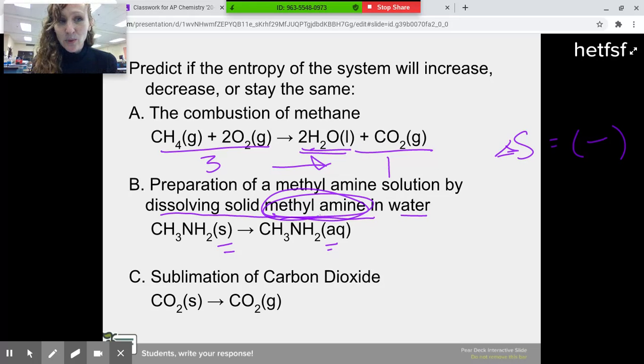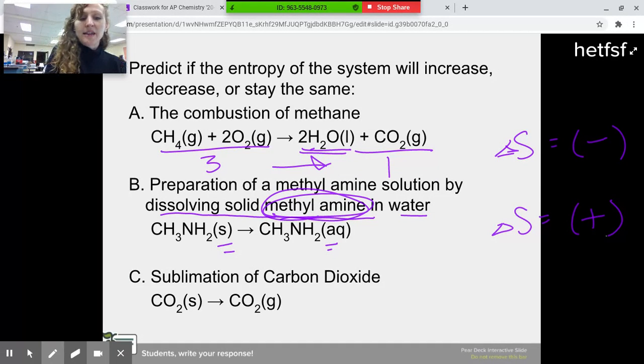And it would not, because it is not an ionic compound. It's an organic compound, and organic compounds don't split up into ions. And so this one, you should be able to tell me that entropy is going to increase. It's going to get more disordered.